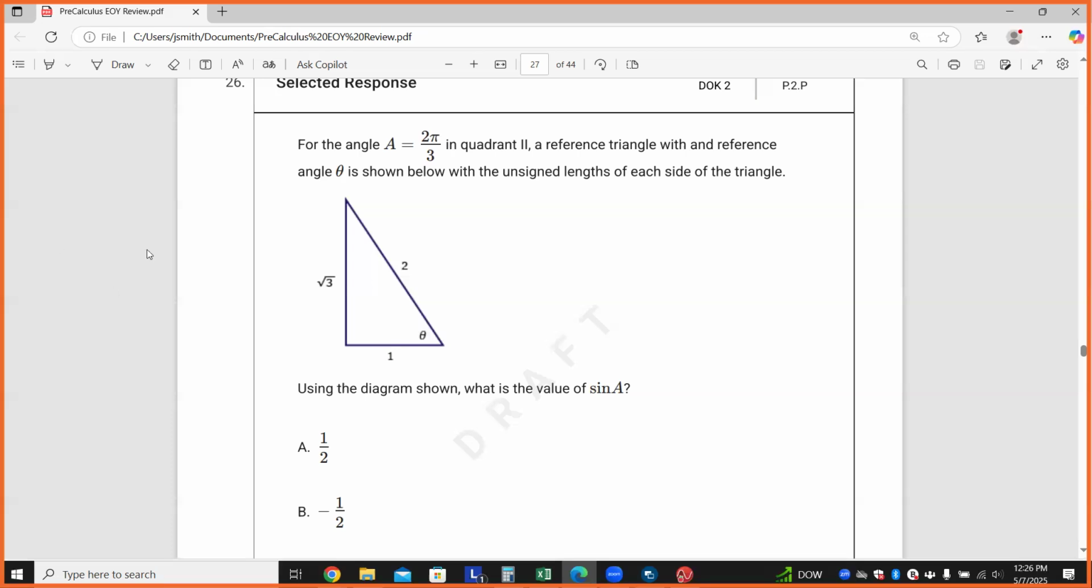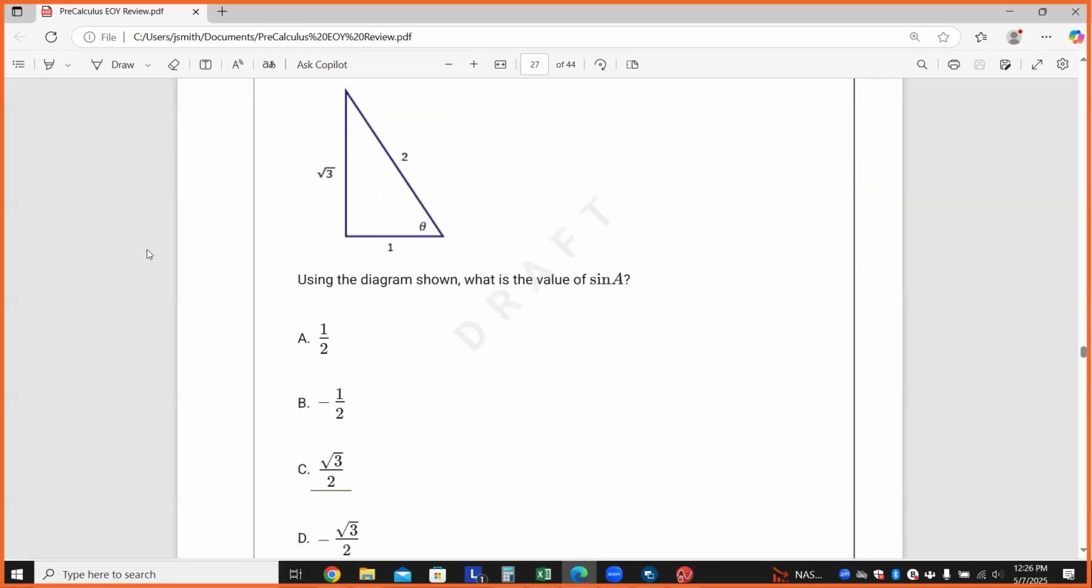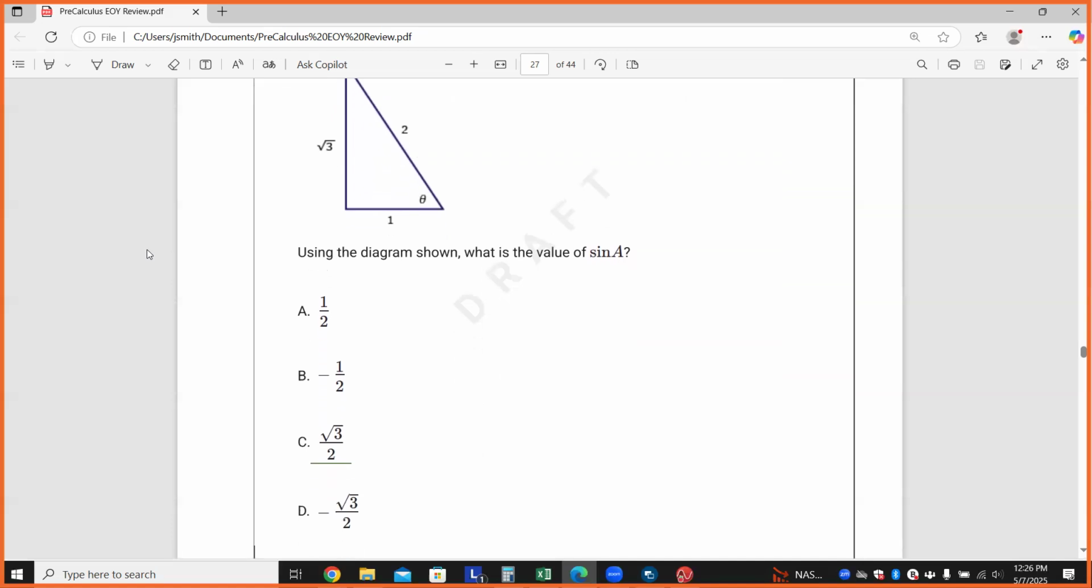Any questions there? So as I can see, if I scroll down, square root of 3 over 2 was the answer. All right.